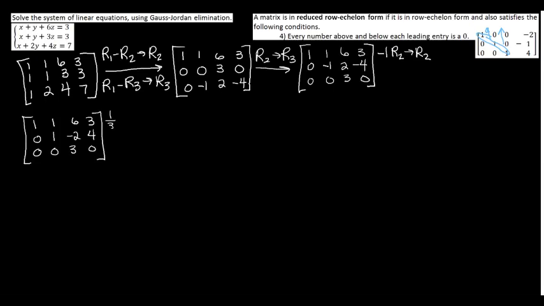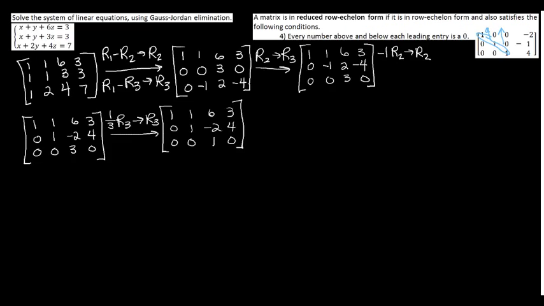I'm going to take 1/3 times row 3 and stick it into row 3 to make that 3 become a 1. Nothing else has changed, except we have for the last row 0, 0, 1, 0.